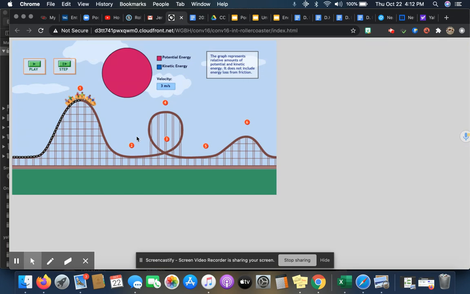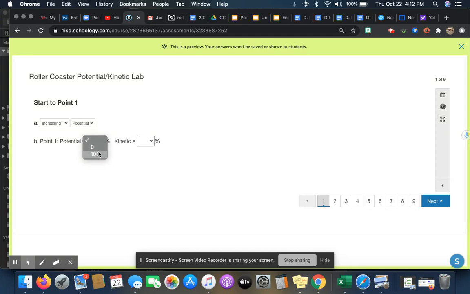If I go back to my website, my pie chart is completely pink. That means it is 100% potential. If it is 100% potential, it cannot be 100% kinetic. It can only be 0, because the total for both amounts of energy will equal 100. So if one is 75, the other can only be 25, because 100 minus 75 is 25. Okay, let's go to the next one.